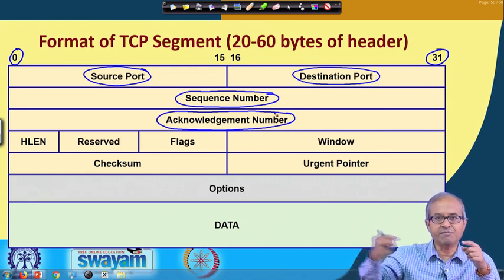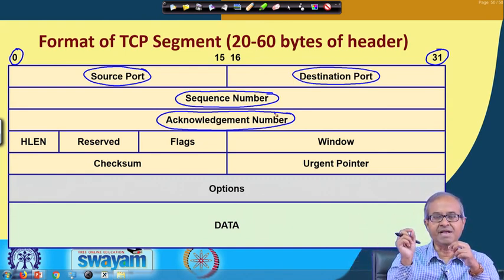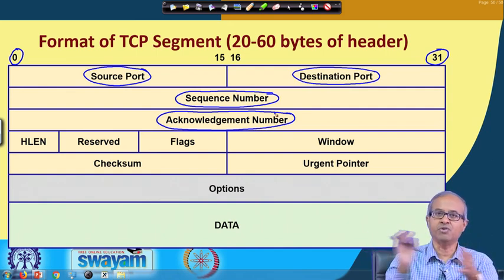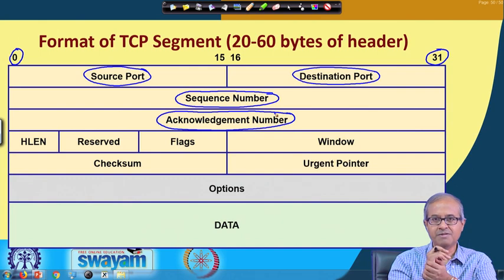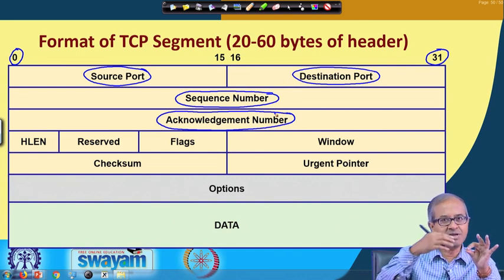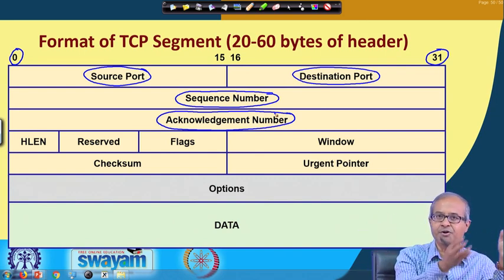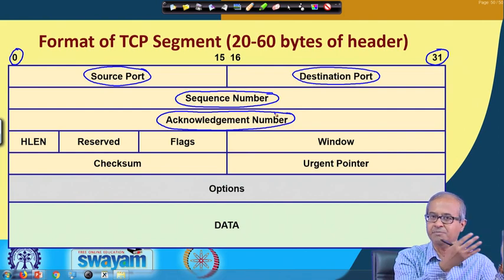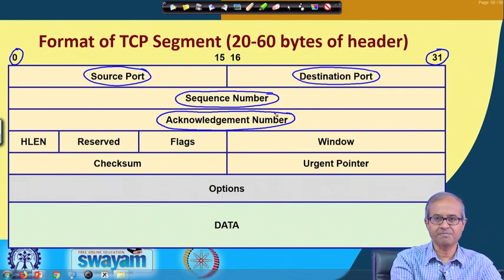Acknowledgement number is coming from the other side. The receiver tells the sender that, well, I have received up to byte number so and so, that is the acknowledgement number. So, that the sender will know that up to this byte number has already been received. So, I need not keep it in my buffer anymore, let me remove it from my own buffer.